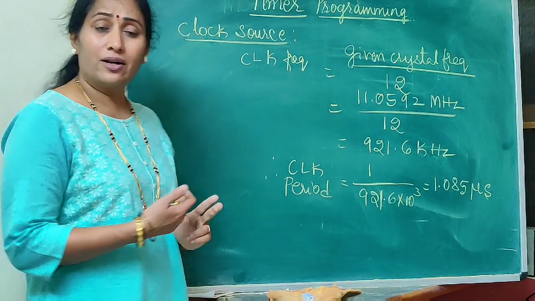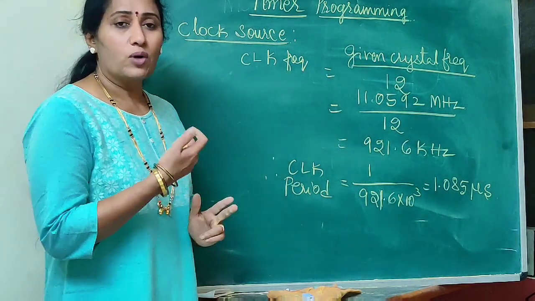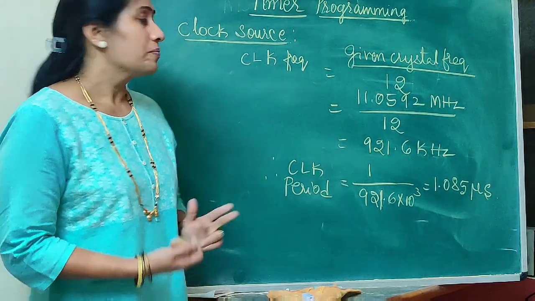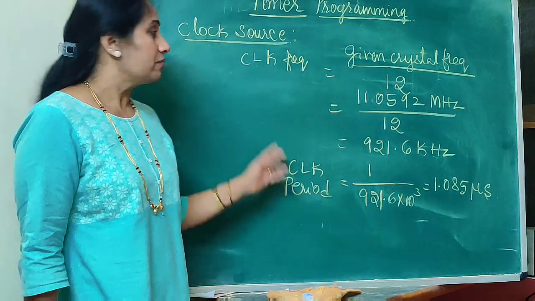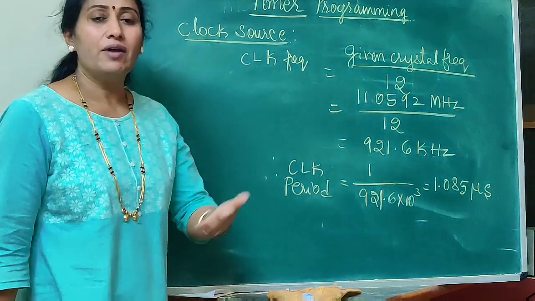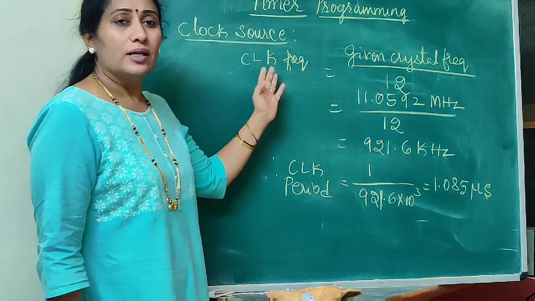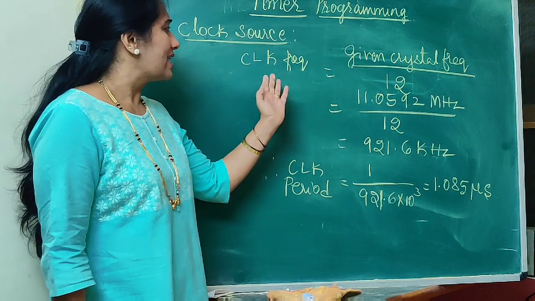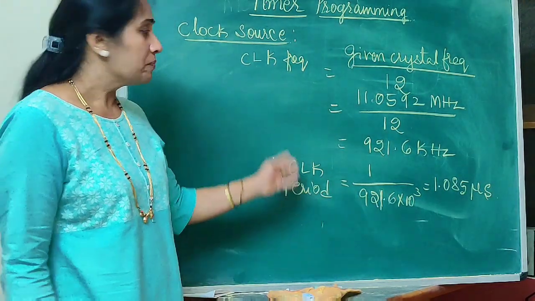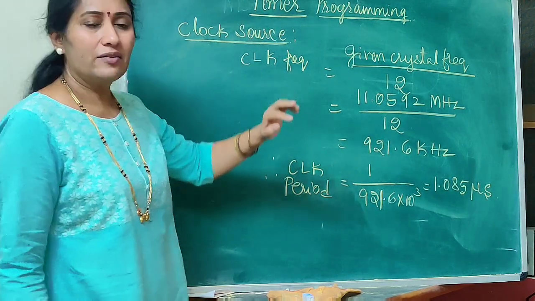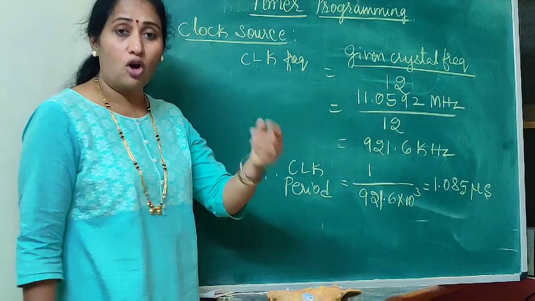So how are we going to calculate the time of the clock, or whatever clock source is available, what is the frequency of that and what is the time period of that? We are going to see it first, and then go for the timer programming. So the clock source is nothing but the machine cycle frequency or the machine cycle period. Since it is connected with the timer programming, I am going to say the clock frequency for the timer, the clock pulses.